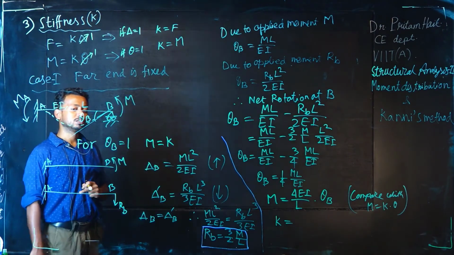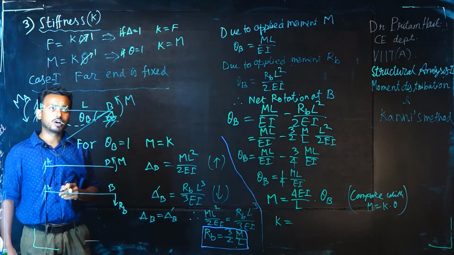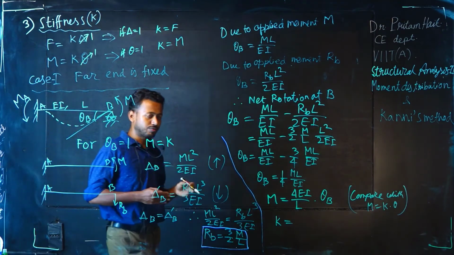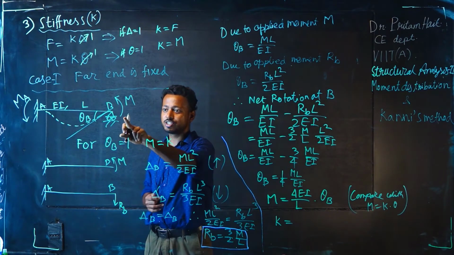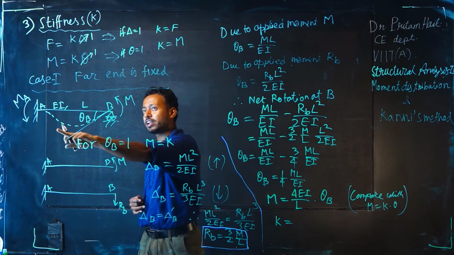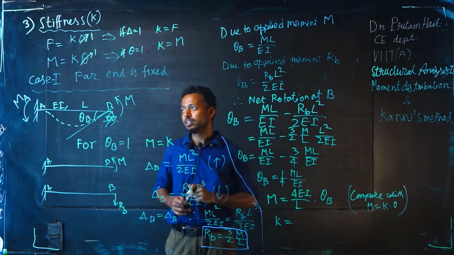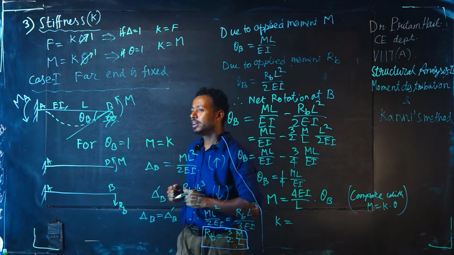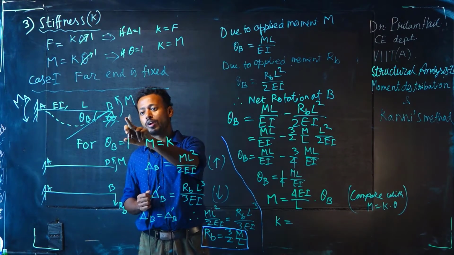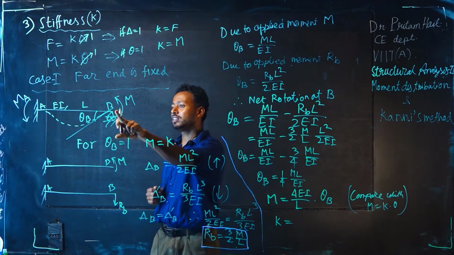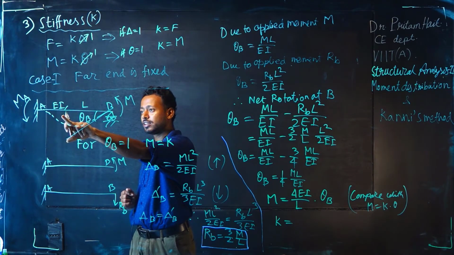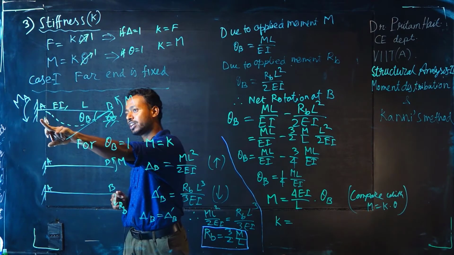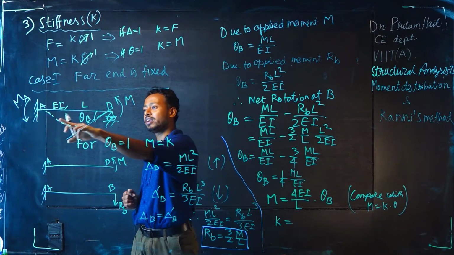Okay. So let's calculate what will be the stiffness if you apply a moment at a joint whose far end is fixed end. This is case number 1. You are applying a moment at B joint. The length of the beam is L, flexural rigidity is EI, and the far end is fixed end. What will be the carryover moment, MA?